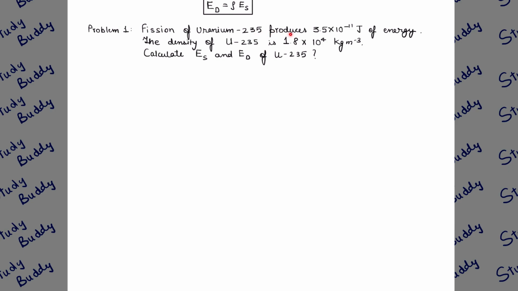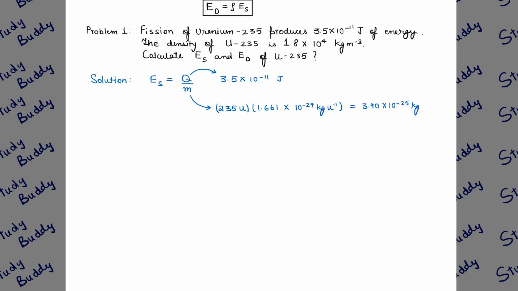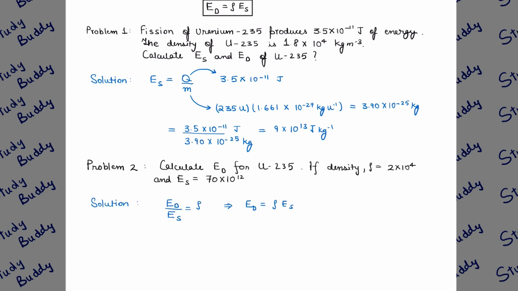Fission of uranium-235 produces 3.5 times 10 raised to the power negative 11 joules of energy. The density of uranium is this much. Calculate ES and ED of uranium-235. Firstly, ES equal to Q by M, where Q is given to us, that's 3.5 into 10 raised to the power negative 11. In order to find the value of M, we need to multiply 235 U with 1.661 times 10 raised to the power negative 27 kg per U. U get cancelled, we get the mass in kg. Once you get the mass in kg, divide that, you will get ES value, that is 9 into 10 raised to the power 13 joule per kg.